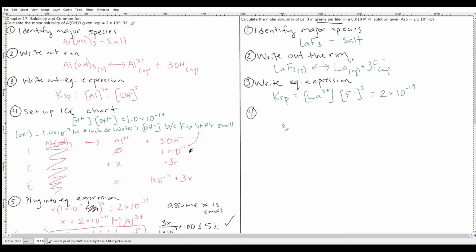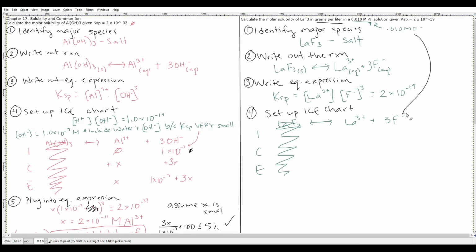So instead I'll move on to step four. So our initial row is going to be different again. We are adding lanthanum fluoride into a potassium fluoride solution. That potassium fluoride solution is going to release fluoride ions. I know I'm going to end up with 0.010 molarity F minus from that potassium fluoride solution, and that needs to get included in this ice chart.